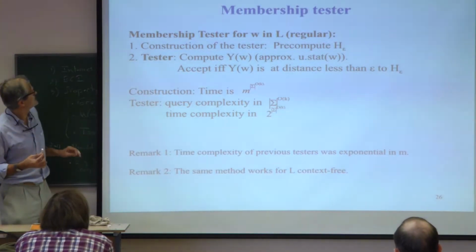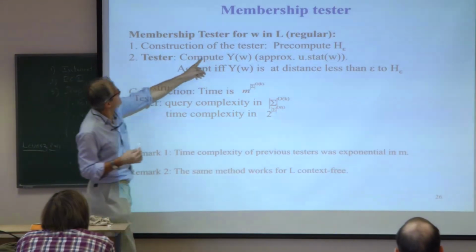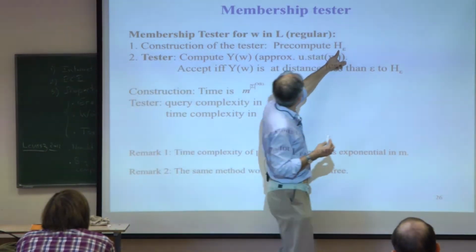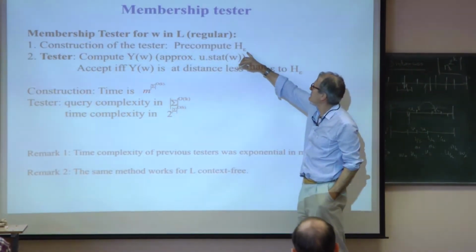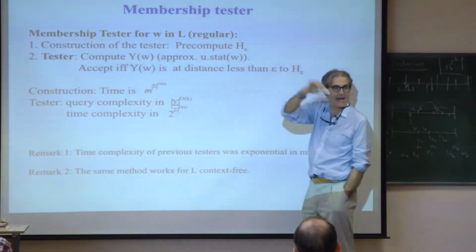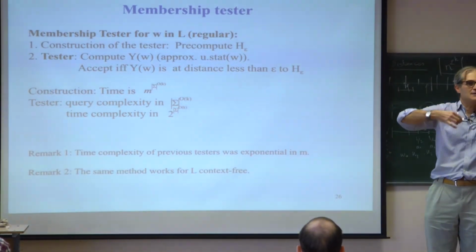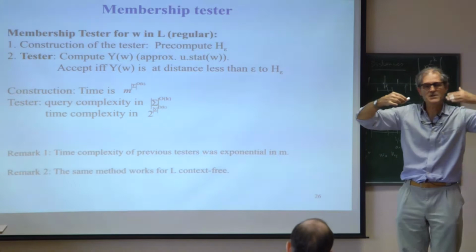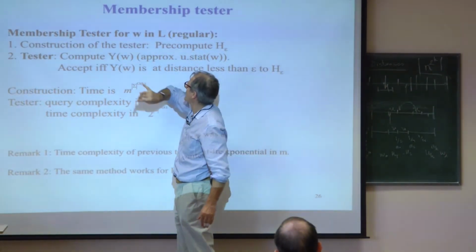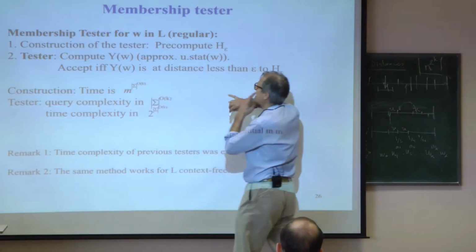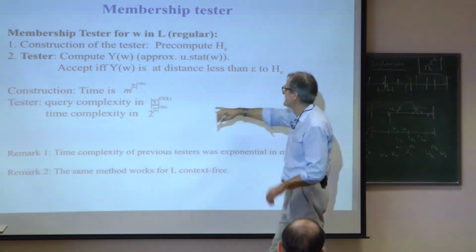Okay, so here is a membership tester explained differently. So first of all, you pre-compute the H. Of course, H depends on epsilon, in the sense that K is 1 over epsilon. So here you build A to the K, then you build the iteration of the matrix. You have it. You sample the word, so you have this vector, and then you look at the distance to H to the epsilon. And here are the complexities.